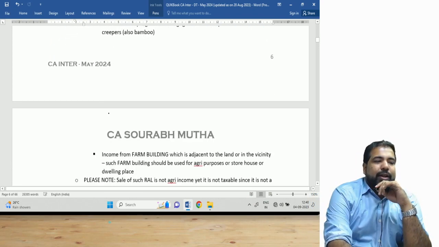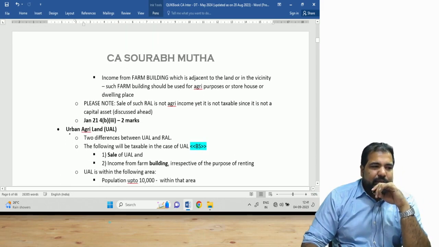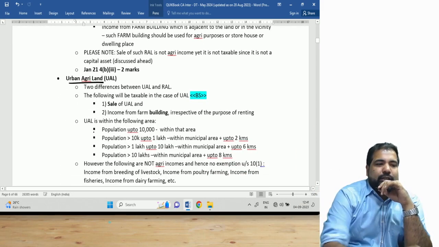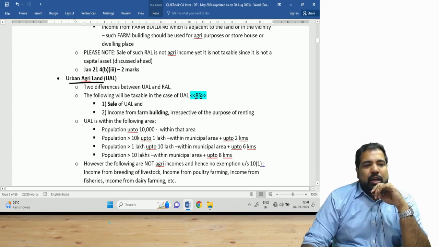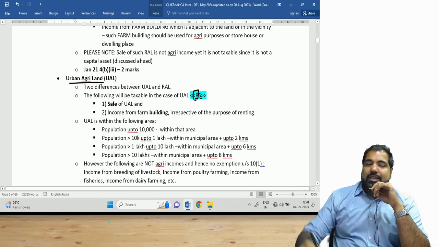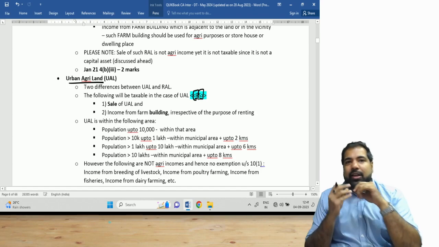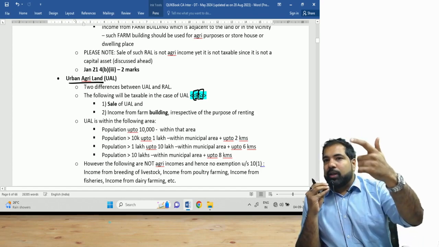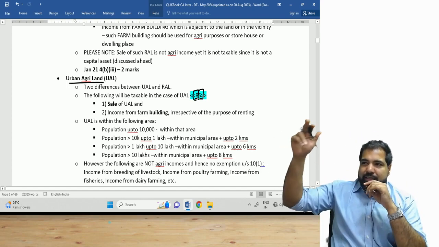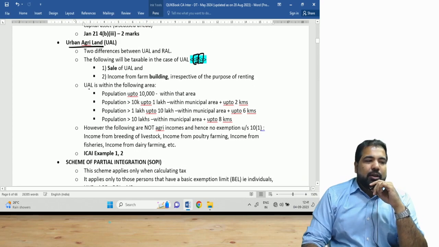But the moment it is UL, guys, that means it's the same thing except two. What are the two changes? Income from farm building is now taxable. And you know, guys, urban agricultural land is very valuable in urban areas. So if you sell it, is there tax? Yes.